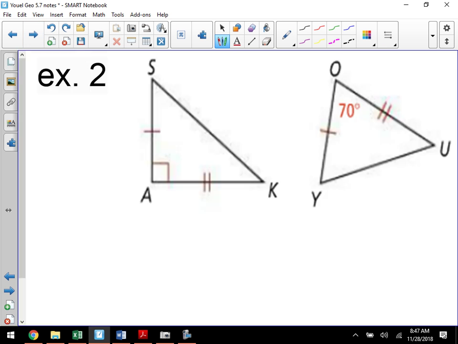Okay. Again, same idea. Notice you've got two sides that are the same. You know that because of the tick marks. The included angle is given to you in both of them. One of them is 70. What's the other? And why is it 90? It's the right angle, which means what side length is going to be larger, SK or YU? That's it. That's all we have to do here. It's that easy.